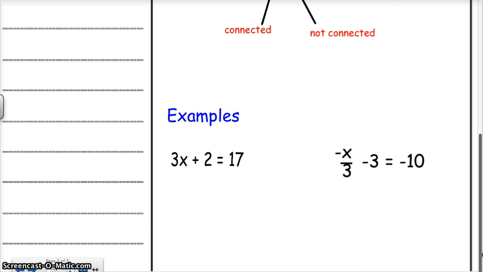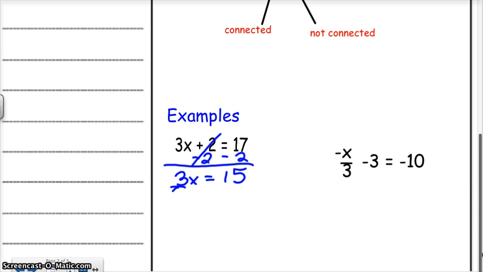Doing some examples. 3x plus 2 is equal to 17. What's not sticking to the variable? The 2. It's plus 2. What's the inverse of plus? I'm going to minus 2. If I minus 2 from the left side, I need to minus it from the right side. This cancels out, and I get 3x is equal to 15. 3x means 3 times x. What's the inverse of times? Now I will divide both sides by 3. X is 5. I solved. I solved because the variable is by its lonesome.